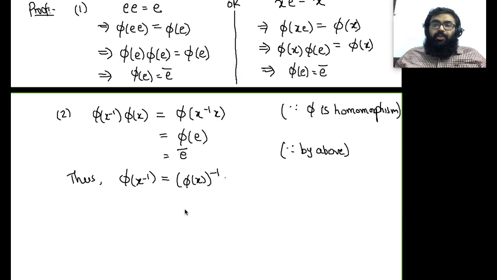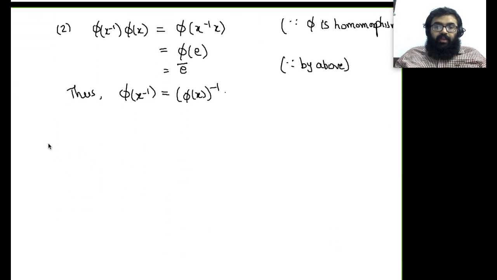Now coming to the point, when we define the kernel of a homomorphism. This is also a revision part. We have already studied this in B.Sc. Kernel of a homomorphism. We know what a kernel is.